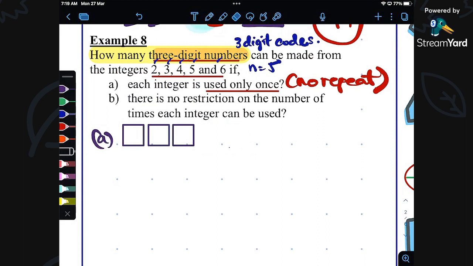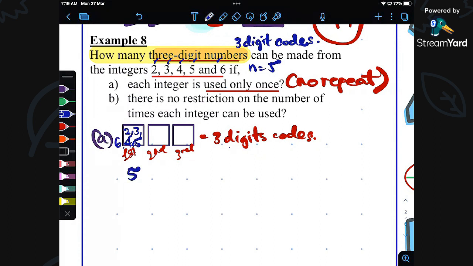there. Okay, kita hanya nak remember that 3-digit code, and so hanya 3 boxes yang kita perlukan, first, second, and third. And now dalam box yang pertama, sama ada dia boleh nombor 2, nombor 3, nombor 4, nombor 5 ataupun nombor 6. Okay, so there are 5 options of numbers on the first box, on the first digit.